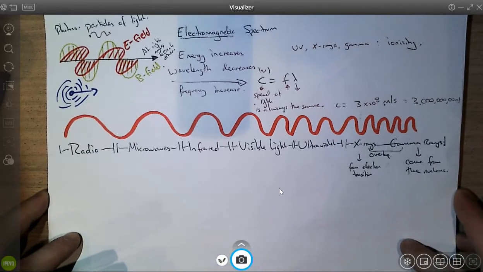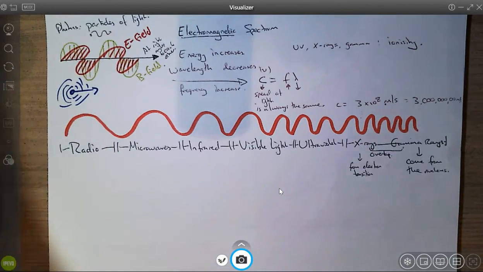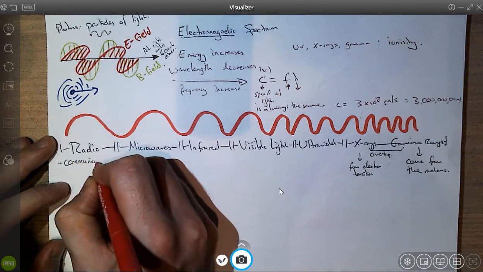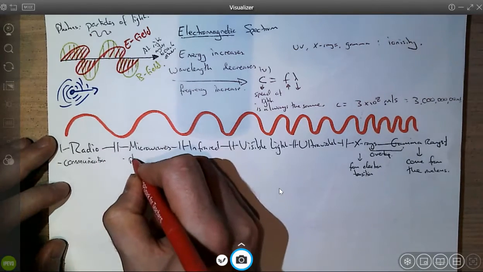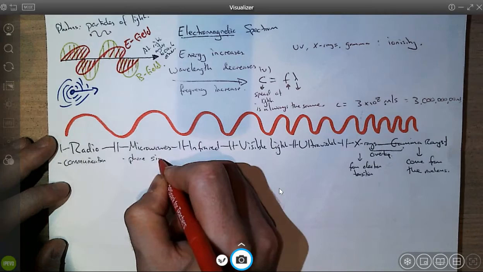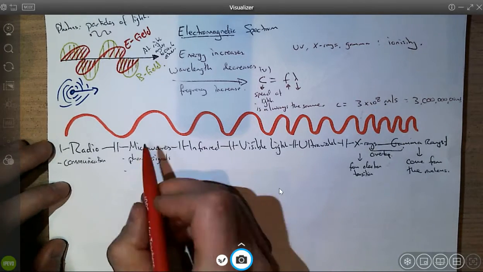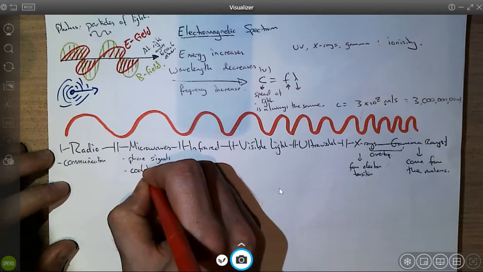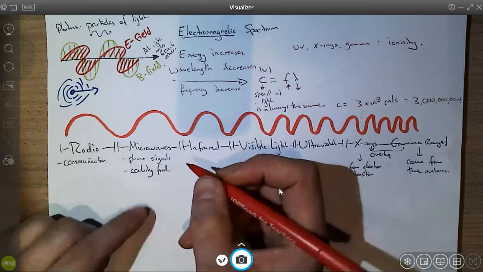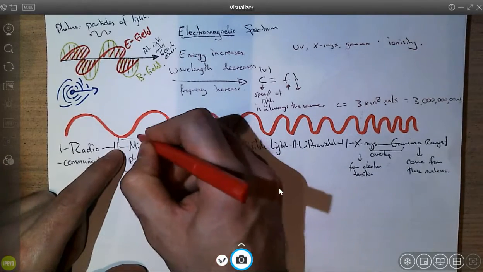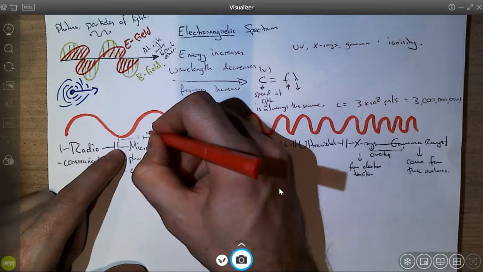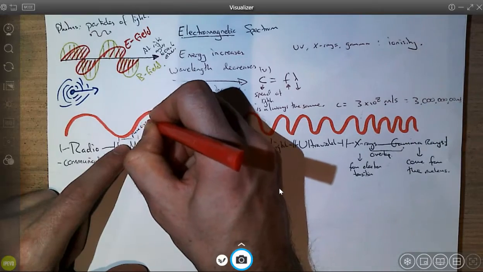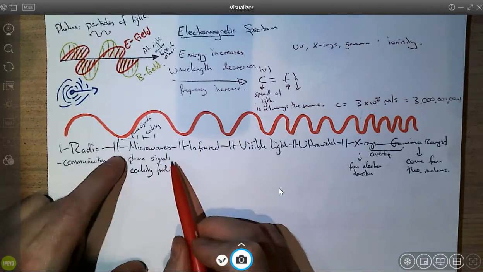All right, we also need to look at uses. So for radio waves, the use is communication. For microwaves, we have two main uses: phone signals, and when we go slightly higher energy, we have cooking food. So it's important really to stress that there are many sub-bands of microwaves. So, the cooking food might be here, but the phone signals might be here.